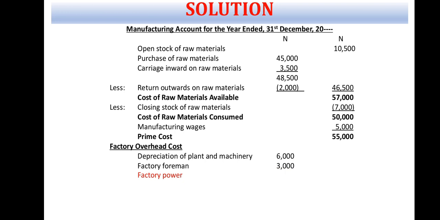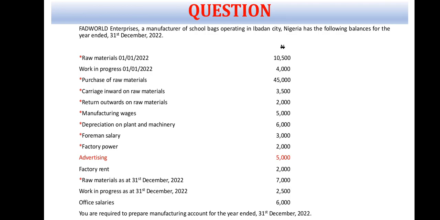Then go back, we have advertising. If we look at it, this is advertising. Does advertising have anything to do with the factory? No, which means expenses like this are selling and distribution expenses. It will be excluded. So anytime you are given a question on manufacturing account, you should be able to identify all those items that belong to the manufacturing section. Any items that do not belong to the manufacturing section will not be included in the preparation of the account. So advertisement will not be part of the entry.